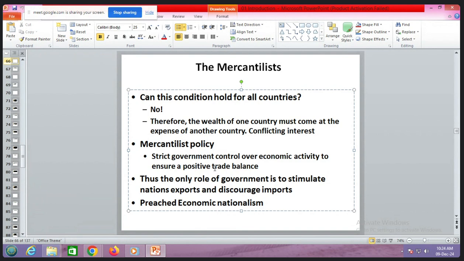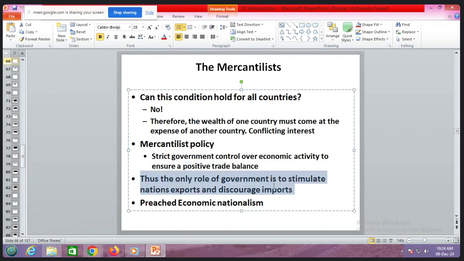So keep this in mind that it was Adam Smith who proposed free trade. But before Adam Smith, when the mercantilist theory was in place, they wanted strict government control over the economic activity. For what? So that there is export promotion and restriction on import. They wanted all the economies to promote their exports so that they can earn more, and they should have a restriction on their imports so that there is a positive trade balance. Exports are greater than imports.